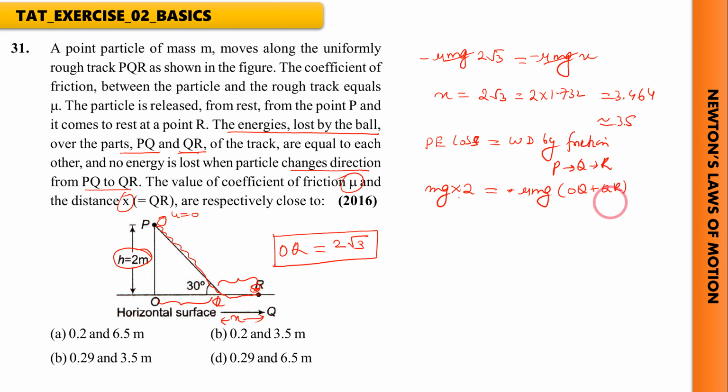Since they are both equal, so mu mg into, we can say 2 times 2 root 3. And on this side mg. So mg and mg will get cancelled. 2 and 2 will also get cancelled. We are getting mu equals to 1 upon 2 root 3. Now when you solve it, it will come approximately 0.29, right? So the answer to this will be B.